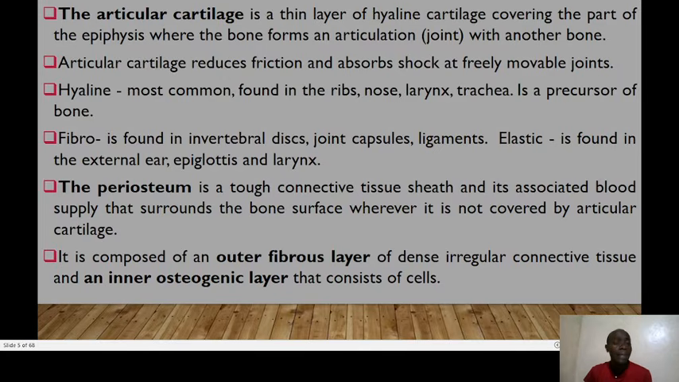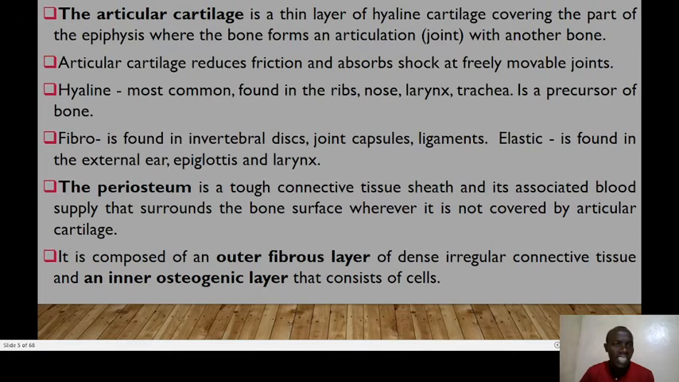We have different types of cartilage if we try to reflect on it. So hyaline cartilage is the most common one and is found in the ribs, nose, larynx, and trachea. It's normally the precursor of bones. Fibrocartilage is also another type of cartilage, and it's found in the intervertebral discs, joint capsule, and ligaments. And lastly, we have elastic cartilage that is normally found in the external ear, epiglottis, and the larynx.